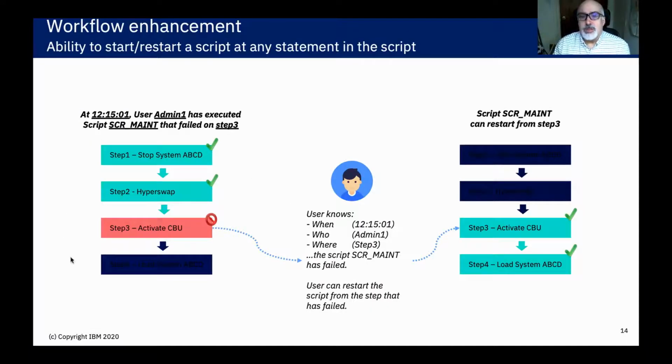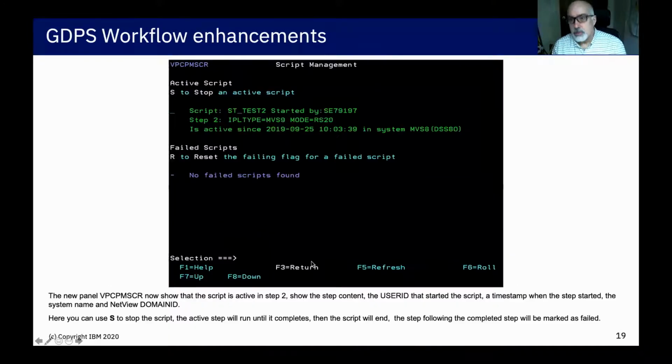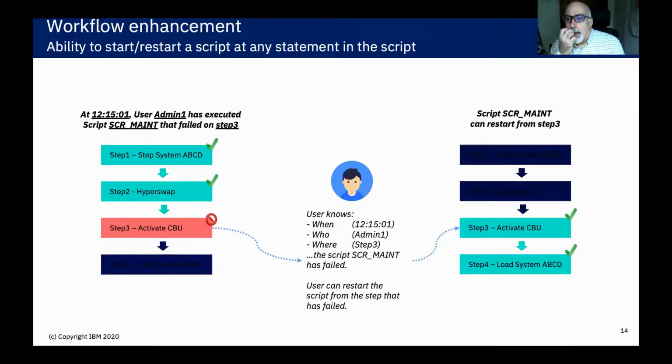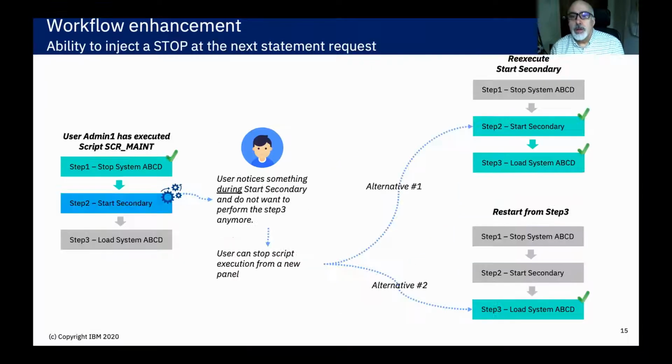So how does this work? Basically, you've got a very simple example here. You can restart or start a script at any statement. You've executed a script that failed. So in this case, the activate of CBU failed for some reason. We don't know what, but for example, it did. Well, it failed at 12:15, and we can then go in and re-execute starting just from step 3. Very simple, very basic, or so it seems. Obviously, there's a little bit of code required behind it, but it gives you that ability.